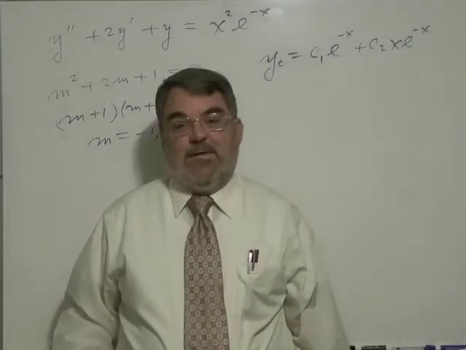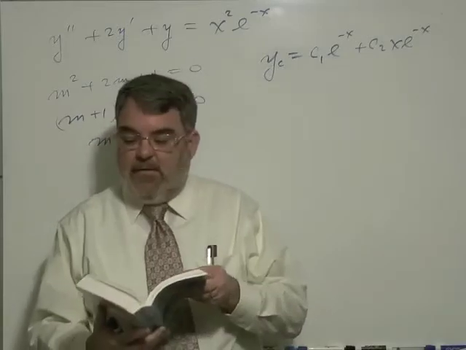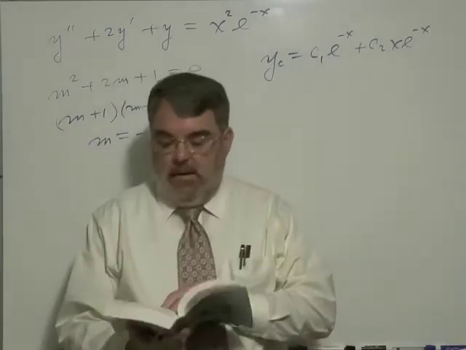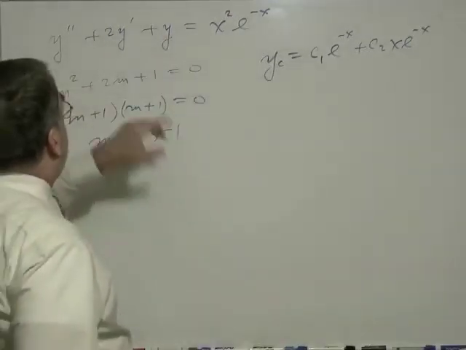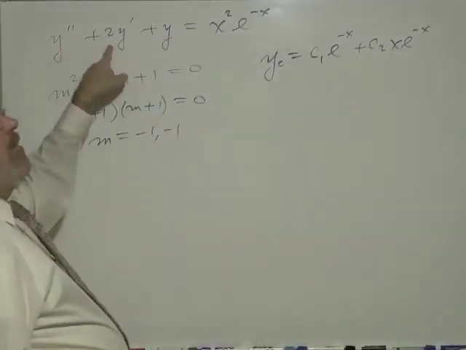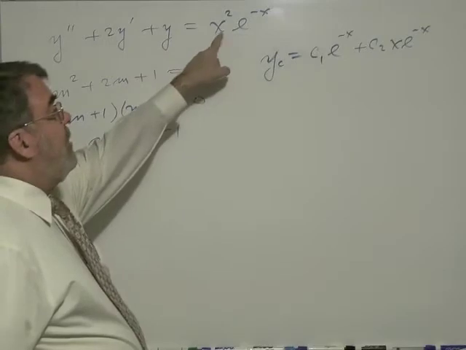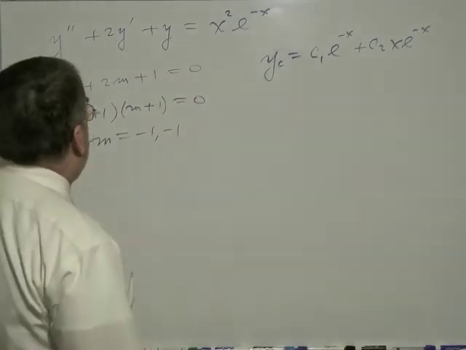I've chosen quite an example from the book. This is on page 231, and it's problem number 17. And here's how it reads. y double prime plus 2y prime plus y equals x squared e to the minus x.